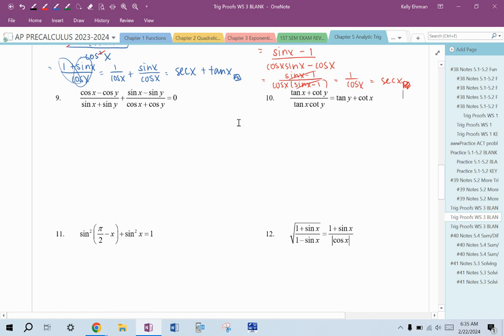Okay, this one looks kind of crazy with its x's and y's. That's not a typo there. Everything's sine and cosine, but these are not common denominators yet. So the first thing to do is set up the common denominators. So the common denominator is sine x plus sine y times cosine x plus cosine y.